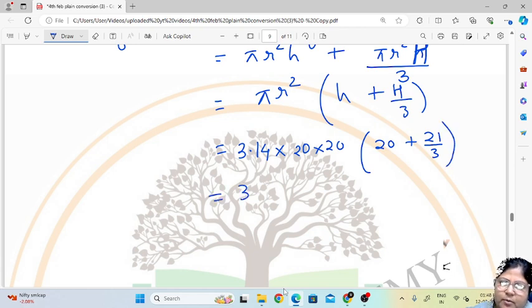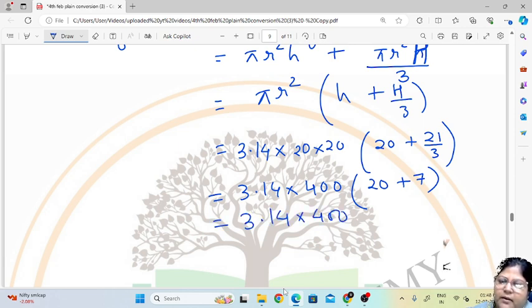So if you see, 3.14 into 20 into 20 is 400. 20 plus here 21 upon 3 is 7, so 27. So 3.14 into 400 into 27. Just multiply all of them. You get a very easy way to solve.